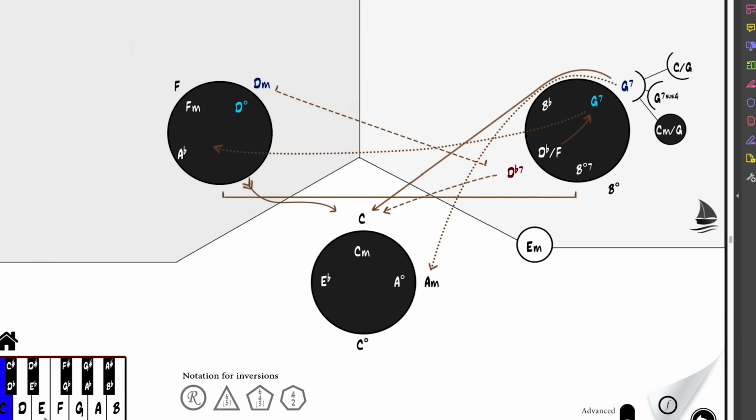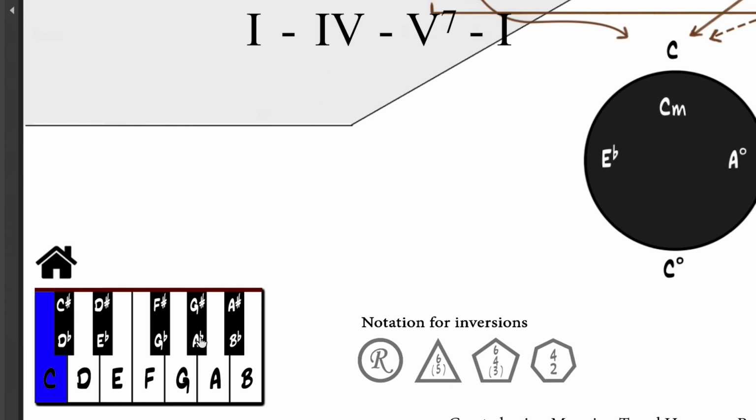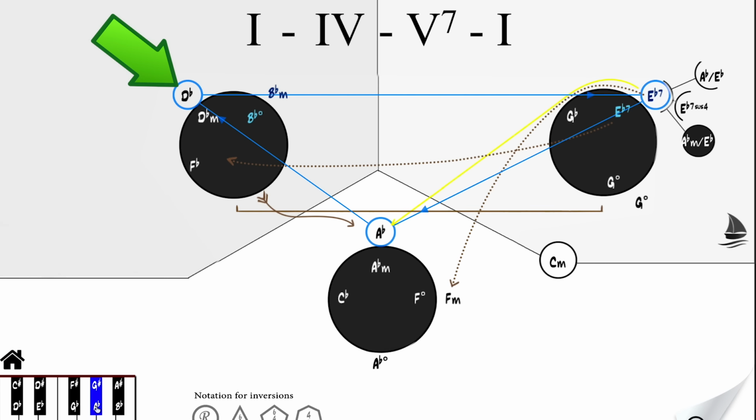We can now represent a 1-4-5-7-1 progression like this. And let's say we want to play it or write it in the key of A flat. I just go to the key of A flat in our guide and take the same journey around the map. A flat, D flat, E flat 7, and A flat.